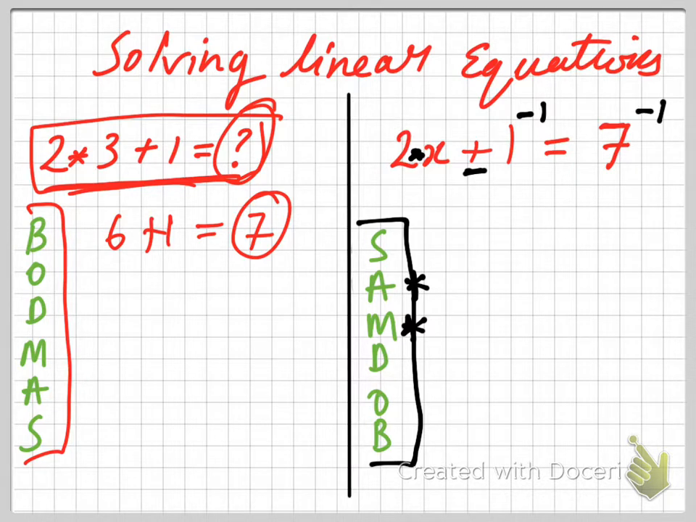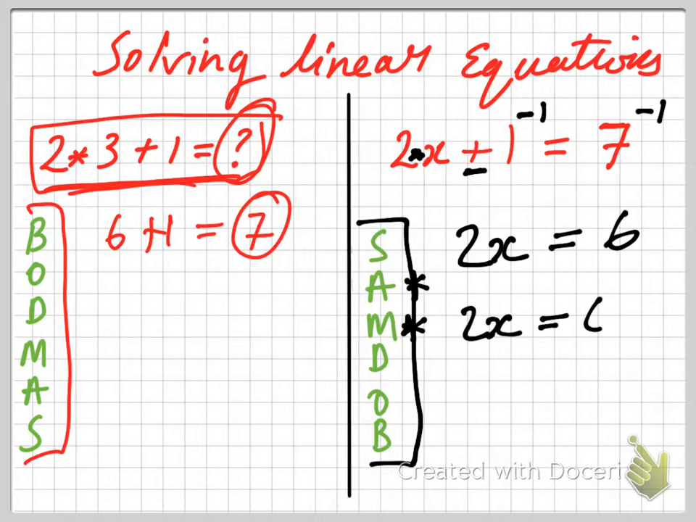So now what would our new equation be? It will be 2x is equal to 6. Now I'm going to repeat this: 2x is equal to 6 again. So we can just show that previous step and it just stays as is.